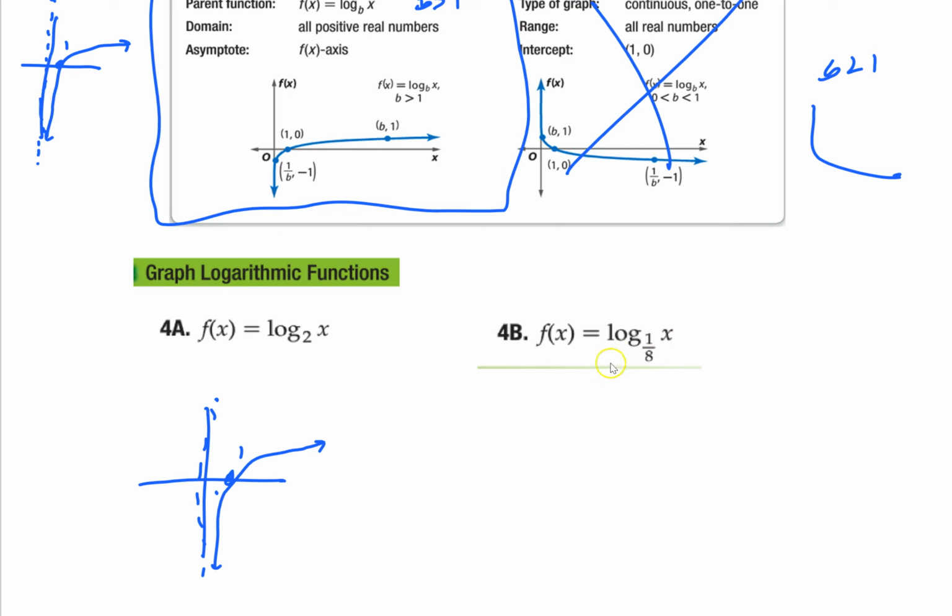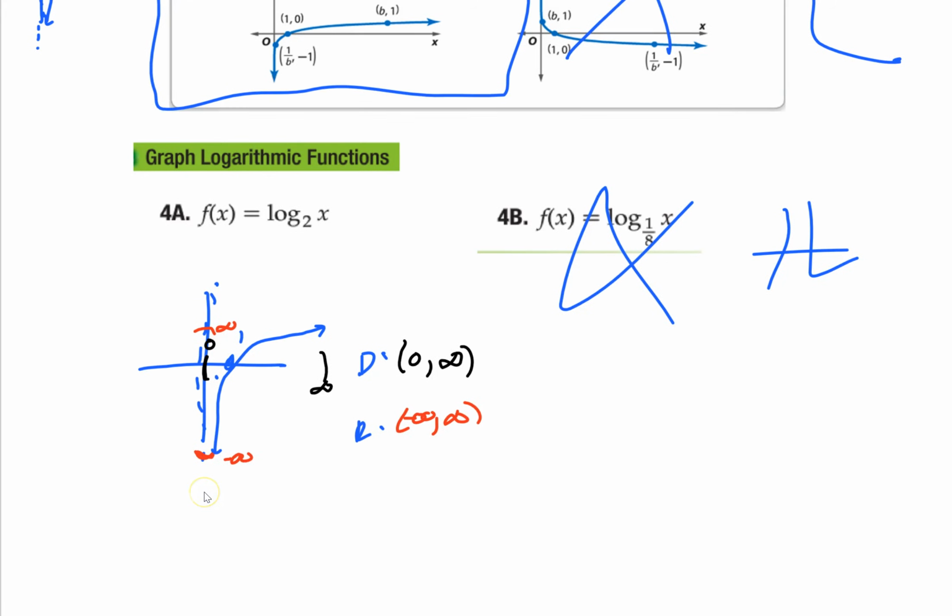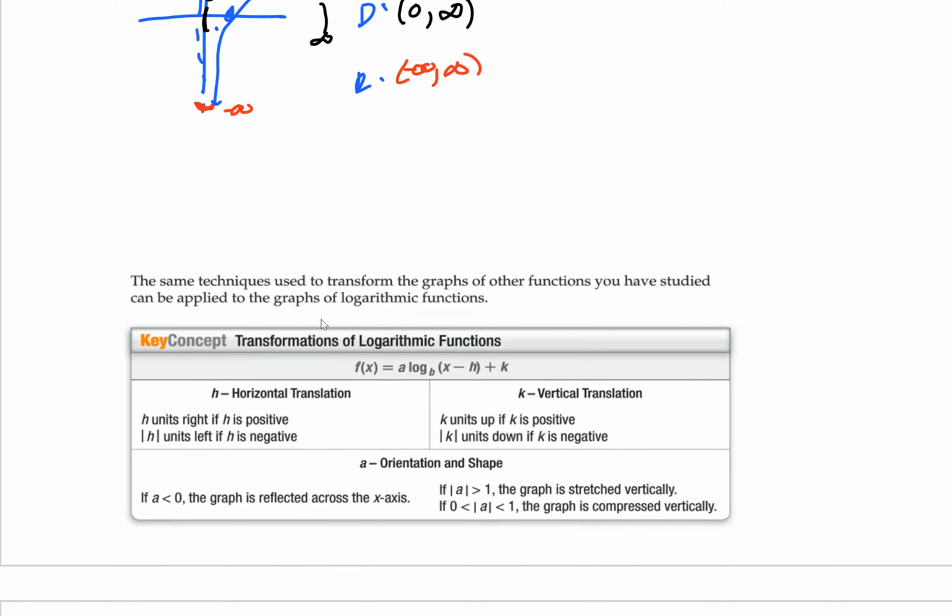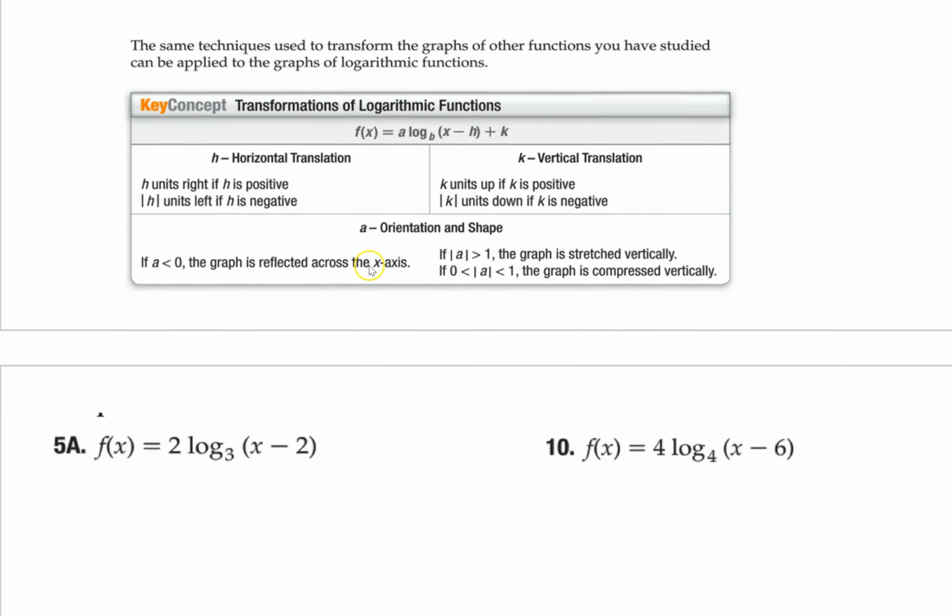Again, this is the decay graph, but I really don't care about that one. I care about the basic one. Okay, so now that we know the basic one, let's talk about how to move it like we always do, right? Move up, down, left, right. Let's do the transformations. So as always, here's our basic graph.